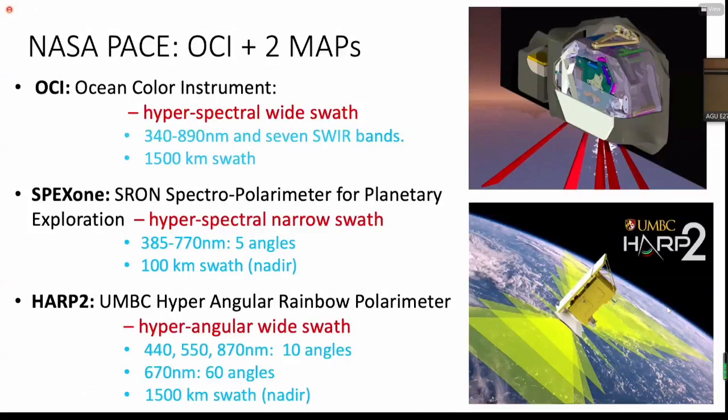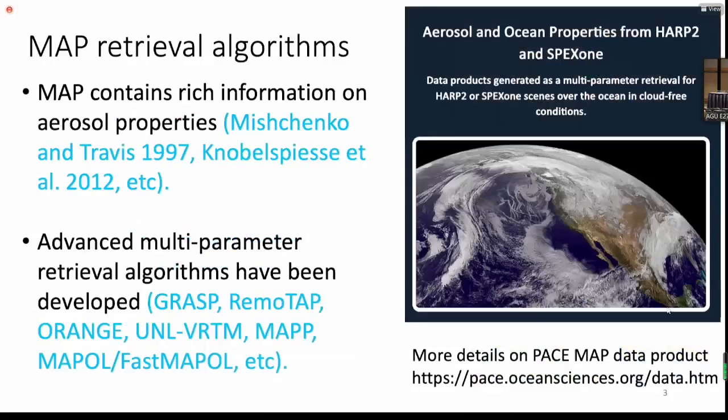You may already be familiar with PACE, which includes three instruments. OCI is the Ocean Color Instrument, which is hyperspectral in a wide swath. SPEXone and HARP2 are multi-angle polarimeters complementary to each other. SPEXone conducts hyperspectral measurements in a narrow swath, while HARP2 conducts hyperangular measurements in four bands, but in a swath as wide as OCI. Our current interest is to process HARP2 data over ocean, which can then be used in synergy with OCI to improve aerosol and ocean color remote sensing.